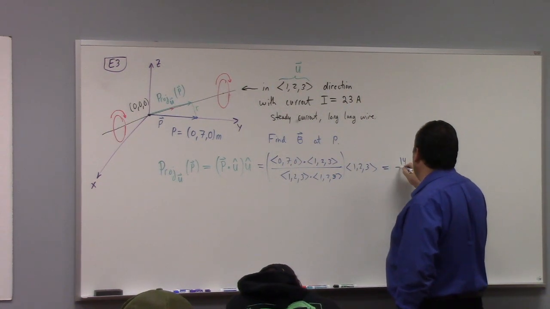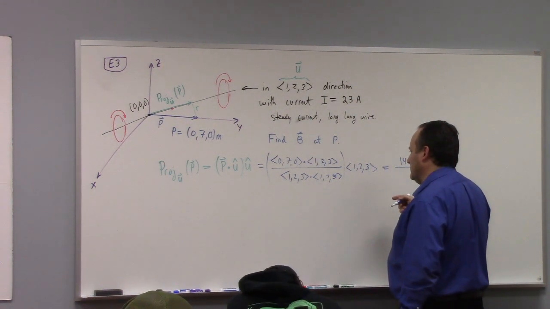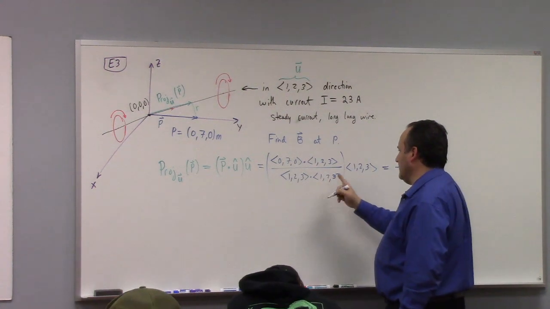14 divided by, this is in meters, by the way, 1 plus 4 is 5, 5 plus 14.